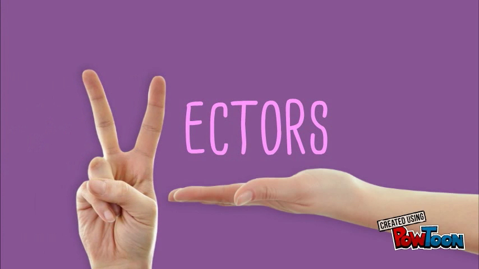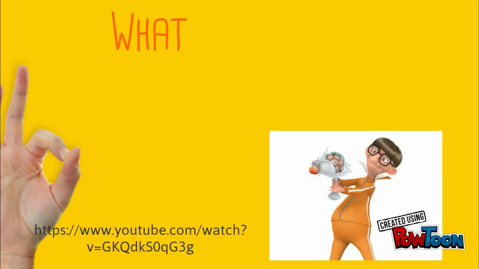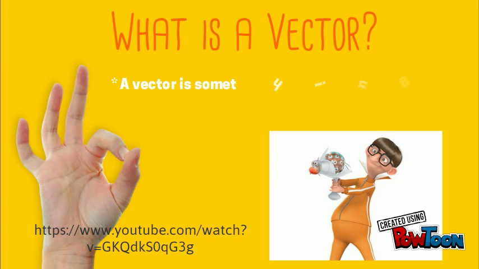Hello! This video will give just the basics of a vector. So what is a vector? A vector is something that has both magnitude and direction. So let's think of an example of what could and couldn't be a vector.